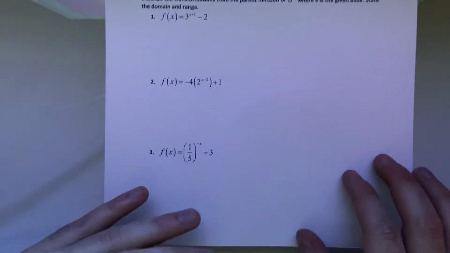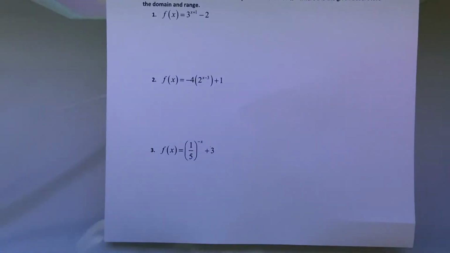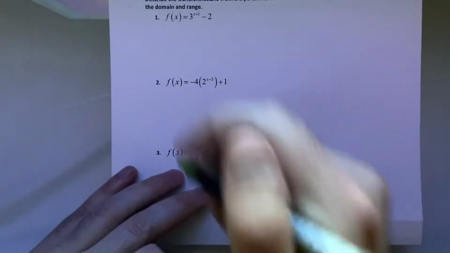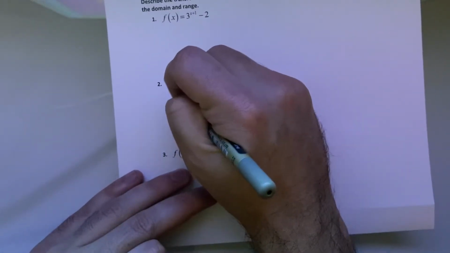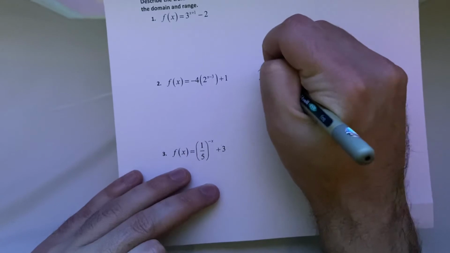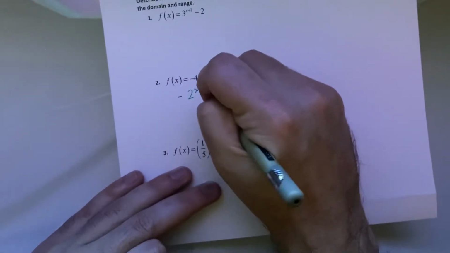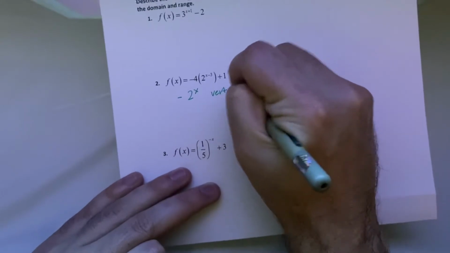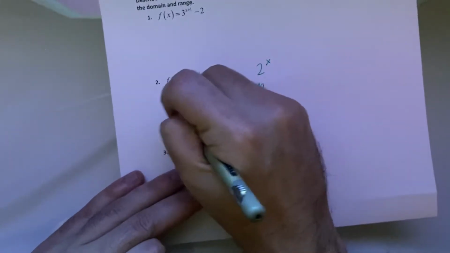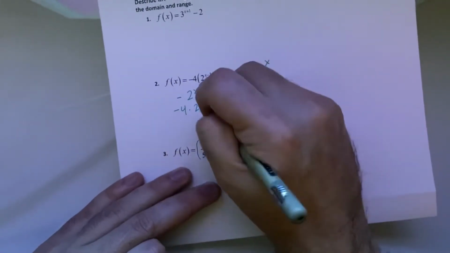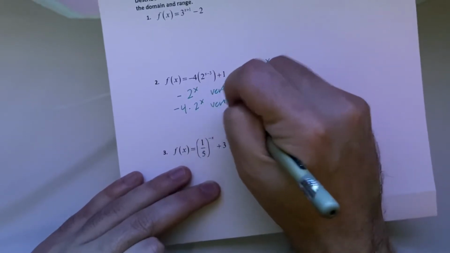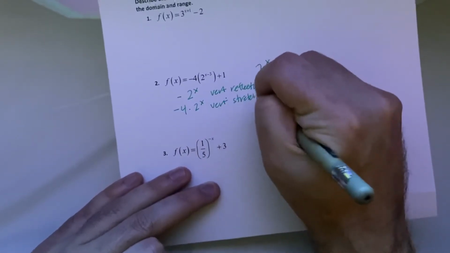So we'll just do one of these before we roll in. -4 times 2 to the x minus 3, plus 1. The negative, so our parent function is whatever number is raised to the x power. So the negative is a vertical reflection. The 4 is a vertical stretch by a factor of 4.